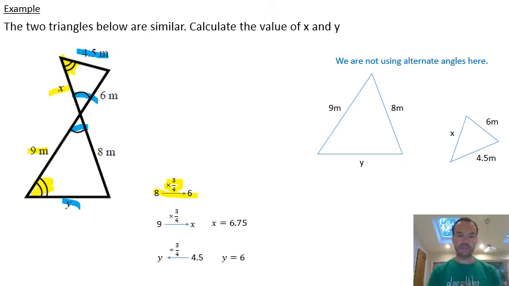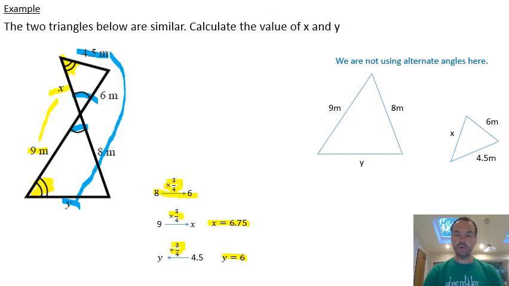Where has that come from? It's 6 divided by 8. So to go from the 9 to the x, you multiply by 3/4. 9 times 3/4, 6.75. If I want to go from the 4.5 to the y, I could either multiply by 4/3, which is 8 over 6, or divide by 3/4. It's going to give exactly the same answer. So 4.5 times 4 over 3 is 6. 4.5 divided by 3/4 is 6.